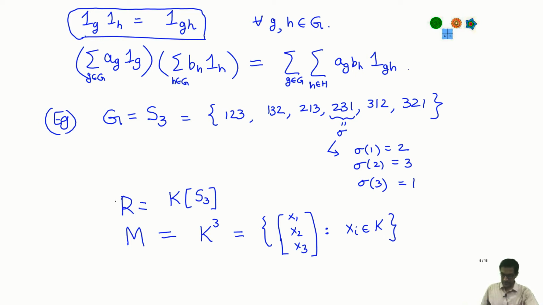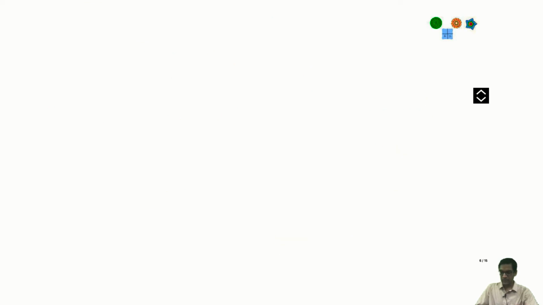Now I claim that this set M can be made into an R-module. So I have to define the scalar multiplication. Observe, M already has an addition. This is just all column vectors. It's in fact a vector space over K, so it certainly has an addition. Under that addition, it's already an abelian group. So that part is okay. It's only the scalar multiplication that we have to define. So let's define it in the following manner.